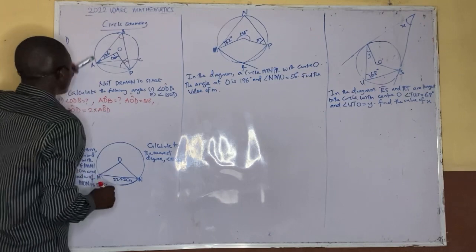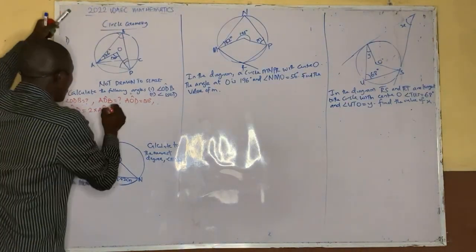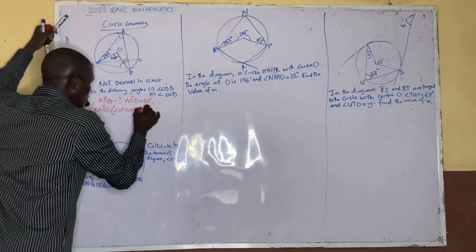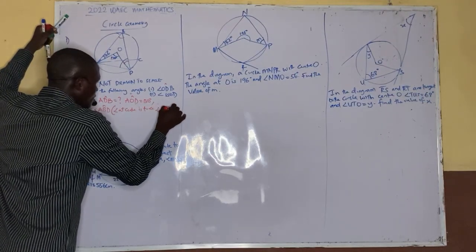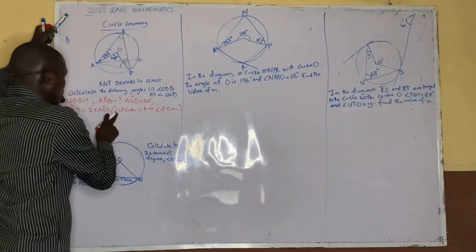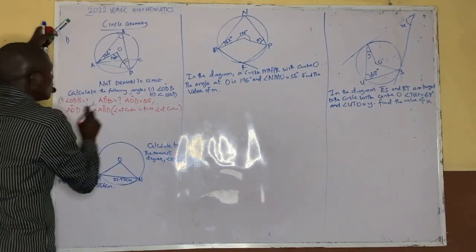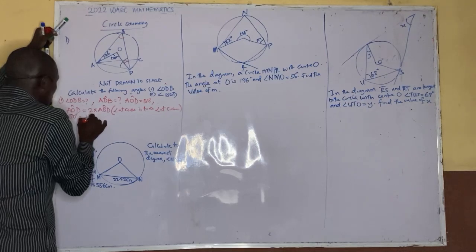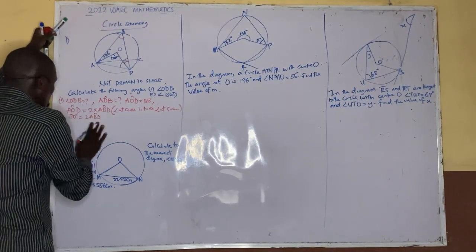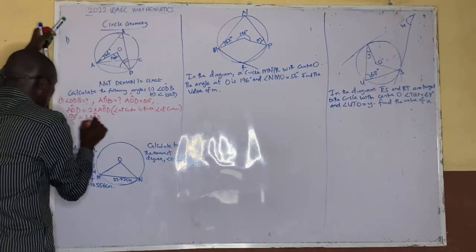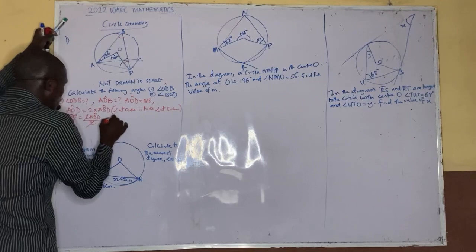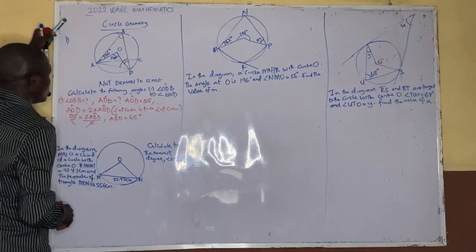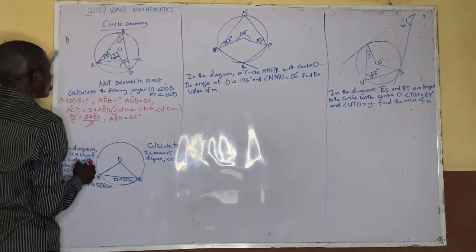Why? Angle at center is twice angle at circumference. So what does that mean? This means that 180 degrees is 2 times angle ABD. Sorry, this is angle ABD. Now, divide both sides by 2. This one cancels that, and angle ABD will now be equal to 65 degrees. So don't forget this angle is 65 degrees.